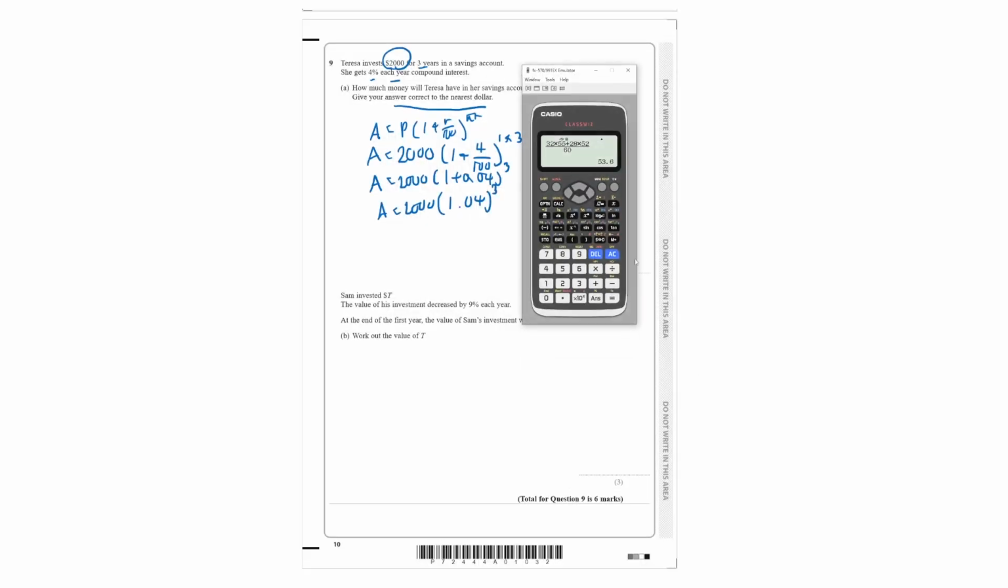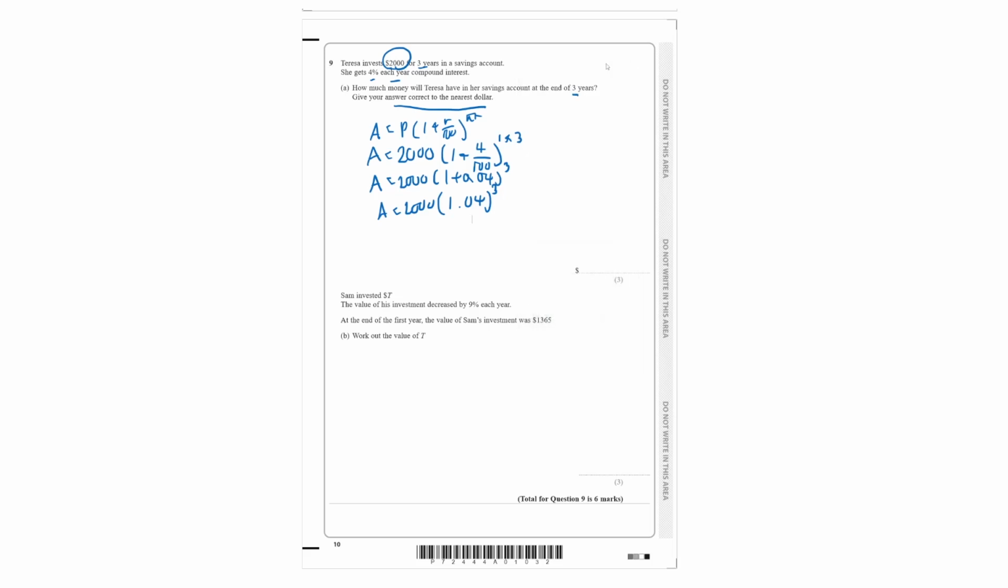And we can use our calculator here. We see that the total amount is 2,000 times 1.04 to the power of 3. We get 2,249.7, and we have to round to the nearest whole dollar. Since the last value is 7, this goes up by 1, and that becomes $2,250.